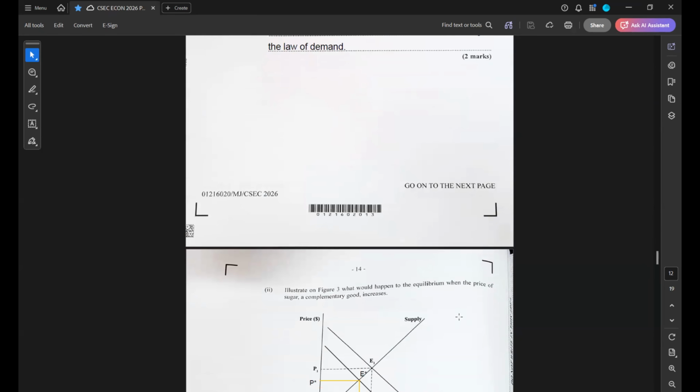Part 2, illustrate on figure 3 what will happen to the equilibrium when the price of sugar, a complementary good, increases. Keyword here is complementary. That means it goes together with whatever good they are referring to, right? When the price of sugar, a complementary good. So there's another good that has to combine with sugar, okay?